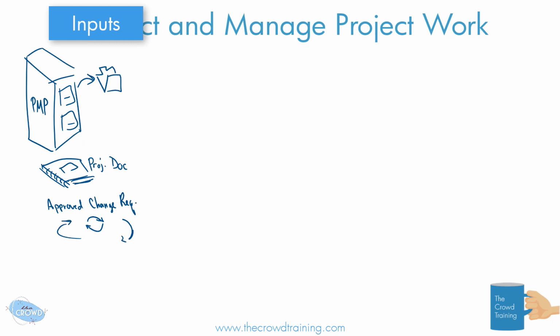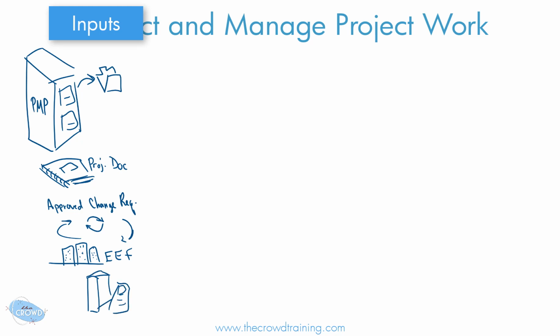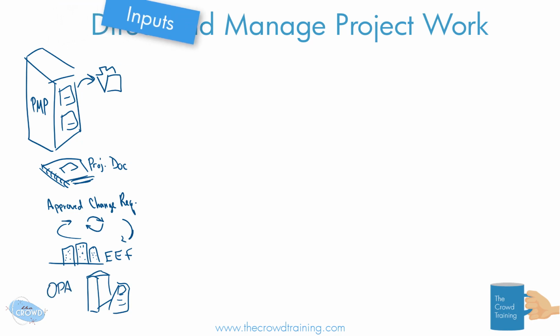Okay, also we are a product of our environment. So our buildings, our cultures, the outside influences that we can't really do anything about, which is our enterprise environmental factors, or I'm just going to abbreviate as EEF. And maybe we have some binders and some other kind of materials, some templates and other things that we could use, and those are organizational process assets, or OPAs. All right, so those are the inputs.